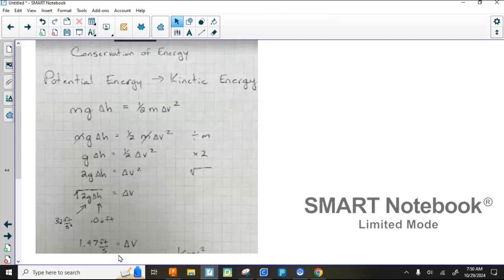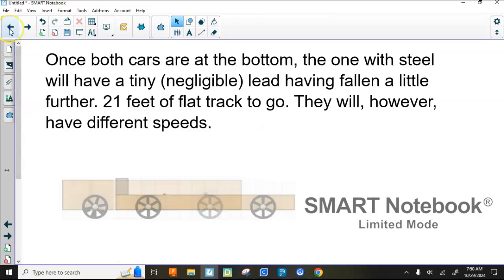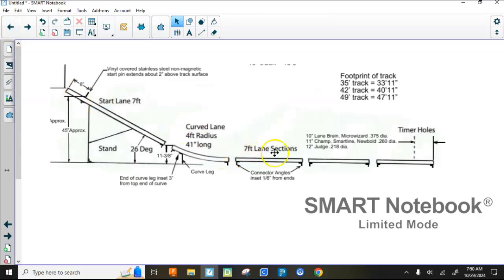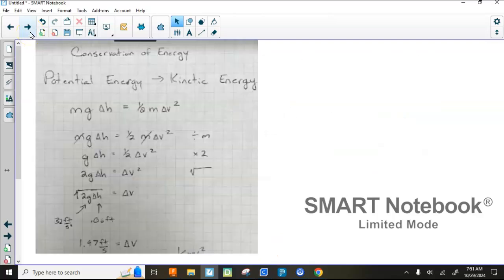If it takes approximately a second to run that last 21 feet of the track, and one is going 1.9 feet per second faster, understand it's going to win by 1.9 feet, because in that second, that's how much farther it's going to travel. So that is several car lengths, and this is why the conservation of energy is one of the key hacks to being successful in that.